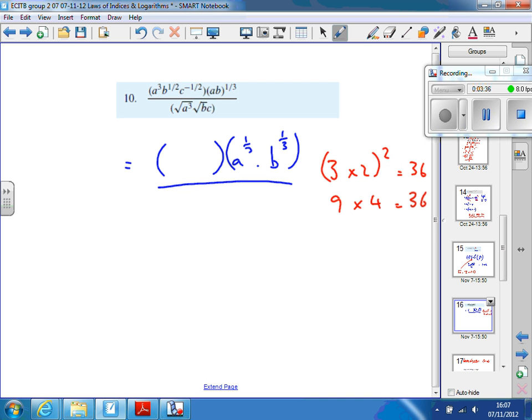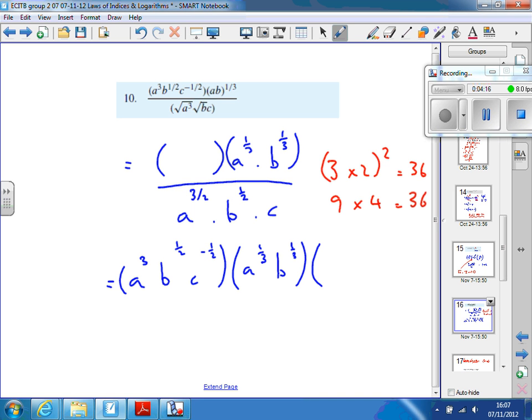Over, now let's think of these in power form. Remember, square root of a cubed could be written as a to the 3 over 2 multiplied by the square root of b, so that's b to the half times c. The square root doesn't extend beyond the b. So this equals a cubed, which is the first bracket, b to the half, c to the minus a half, times, in the second bracket, a to the third, b to the third.